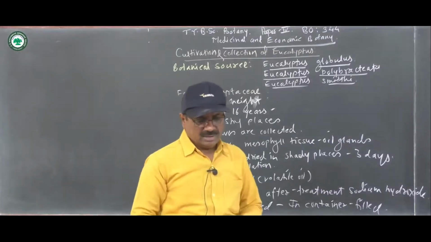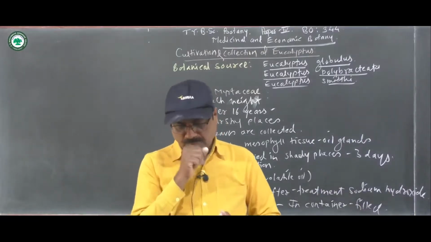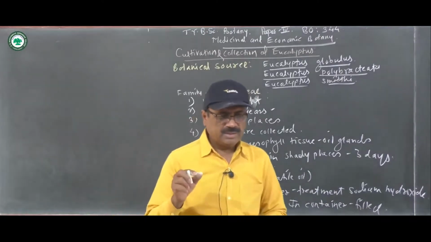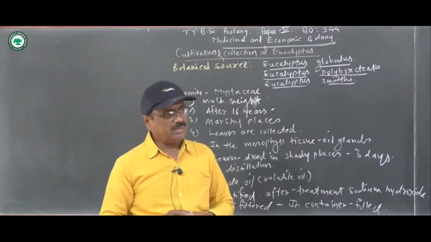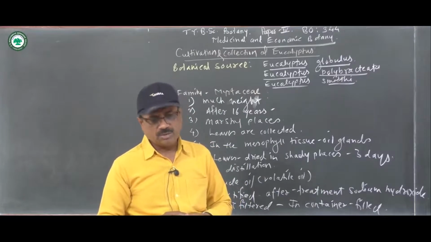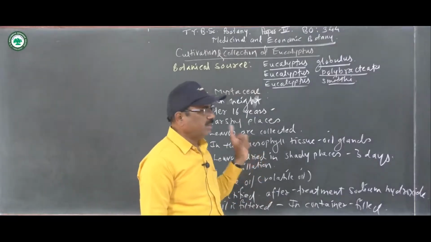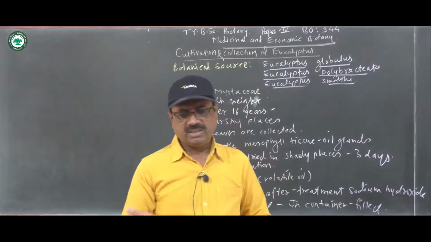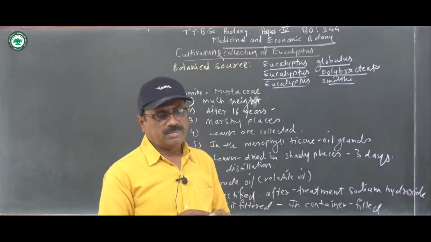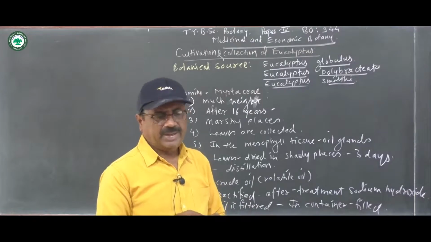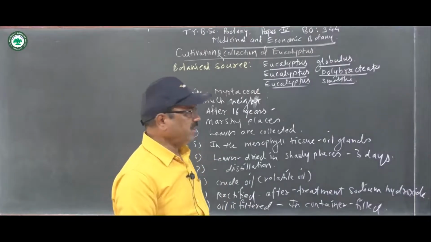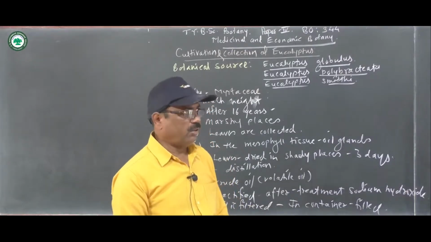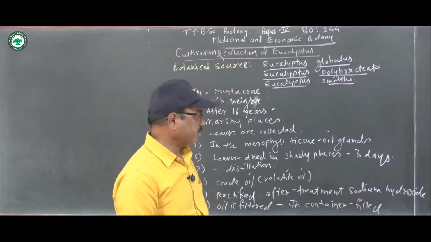So here the leaves of this eucalyptus contain the volatile oil, commonly known as eucalyptus oil. For this volatile oil these plants are cultivated, and after cultivation the leaves of that plant are collected, and after collection, by following these different steps, that volatile oil is obtained.